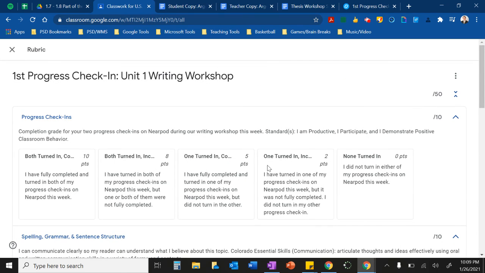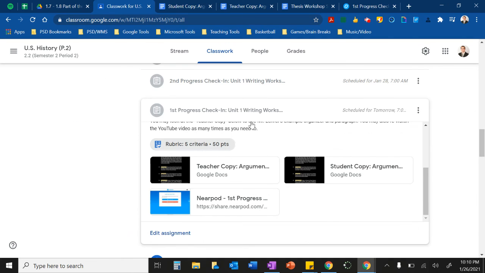Part of your grade, let me show you real quick. Part of your grade is your progress check-in. So make sure you turn this in so that you can get credit for completing and turning in your progress check-ins.